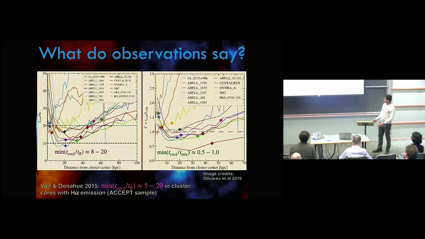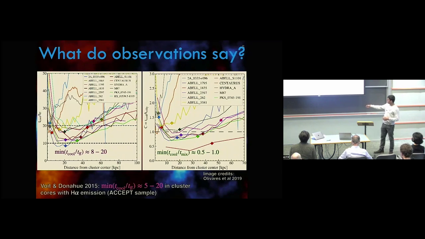Now, what do observations say? So Valeria did this amazing work a few years ago, in which they found that these square regions indicate where we find multiphase gas in many different galaxy clusters. You can see on the left is T cool by T free fall being between 10 to 20. They also looked at T cool by T eddy, and they were also finding this to be around 0.5 to 1, right?